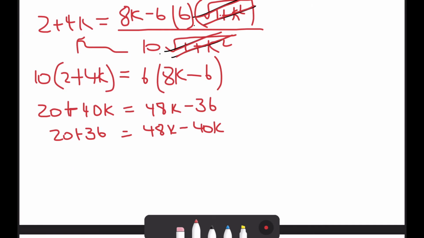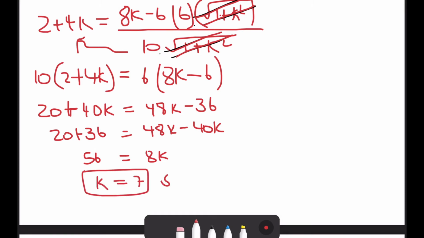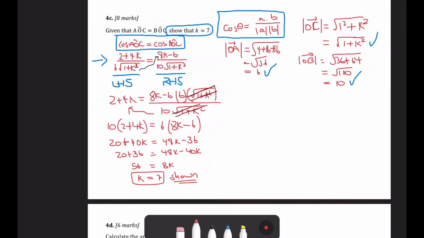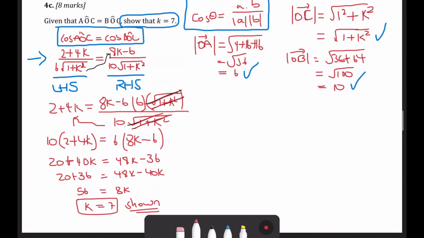So therefore 56 is equal to 8k, so k is therefore equal to 7. So therefore it's shown. So again, everyone had the capabilities of doing that. You just let something a bit unfamiliar fool you in the way that it was written, that's all. You all had the skills to solve that problem.